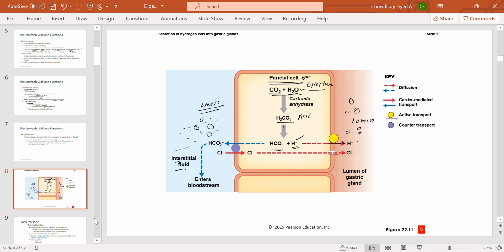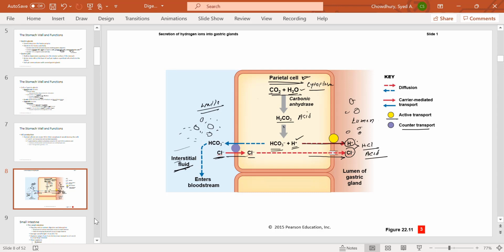Okay, and the chloride actually comes from the interstitial fluid. You see interstitial fluid, by counter transport, the chloride enters into the parietal cell and then gets out from the parietal cell this way, right? So now in the lumen, in the chyme, hydrogen ion is released as well as the chloride ion is released, and these two will get together to form the hydrochloric acid, which is an acid, right?